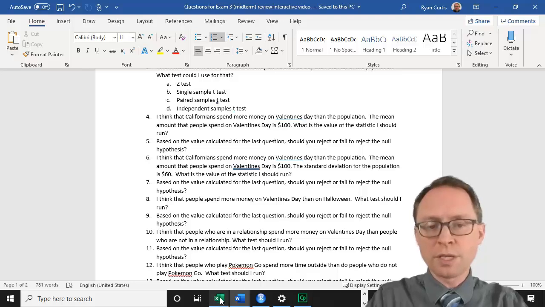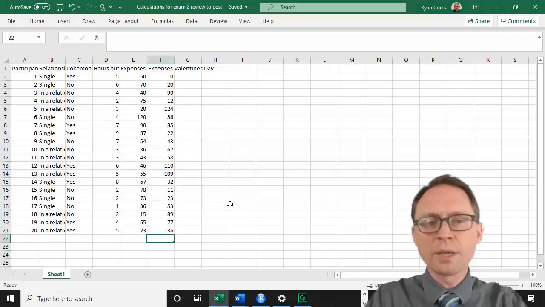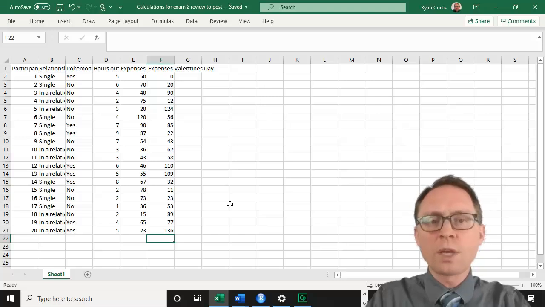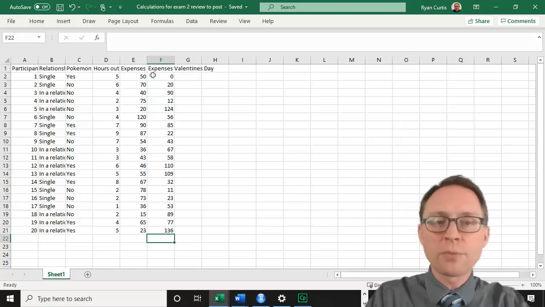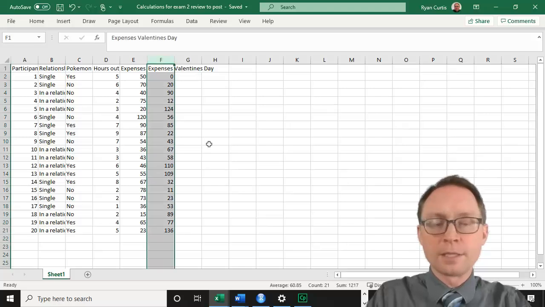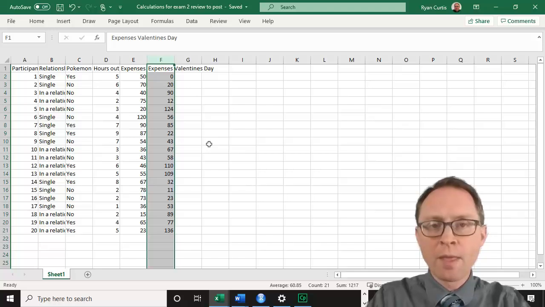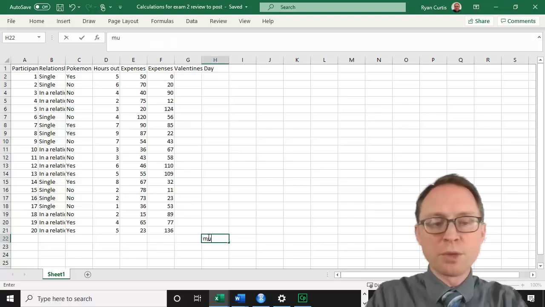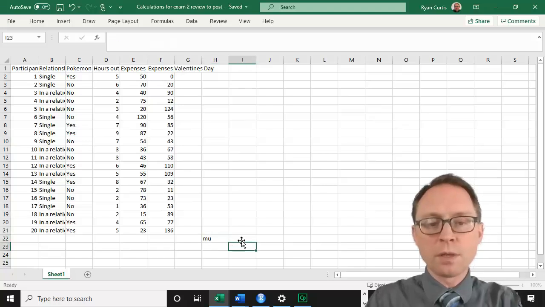So let's go ahead and go to the data. I have it ready for me in Excel right here. And the question was, since all of these people are from California, I'm looking at the whole sample, all of them from California. So that means I need to look at this. How much money you spent on Valentine's Day? That's expenses on Valentine's Day. Okay? I was already given the population's mean. So let me put that over here. That's mu. So mu equals $100. All right?